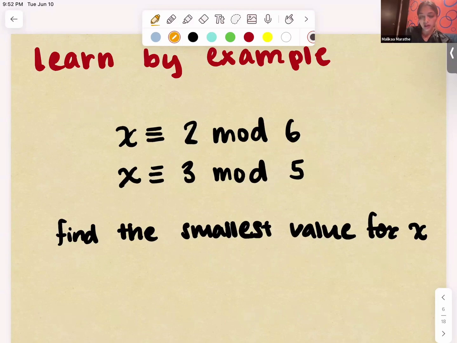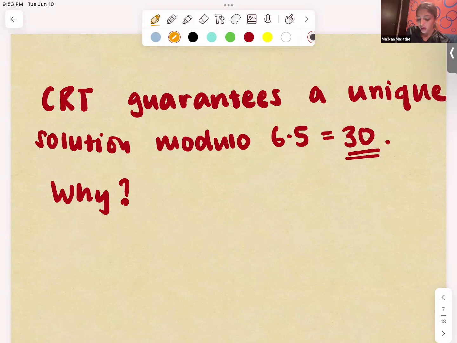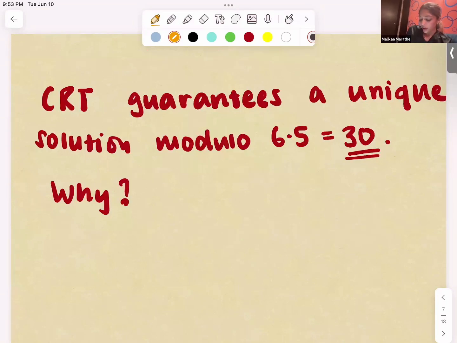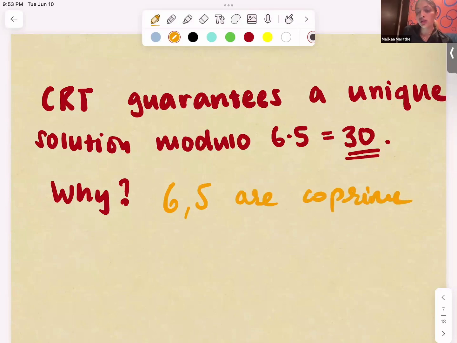So we're given that x is congruent to 2 mod 6 and x is congruent to 3 mod 5. And we need to find the smallest value for x which satisfies these conditions. So the CRT would guarantee a unique solution modulo 6 times 5, which is 30. It's the product of these numbers here. Why? Because 6 and 5 are coprime. The greatest number that divides both of them is just 1. So we can use the Chinese remainder theorem here.